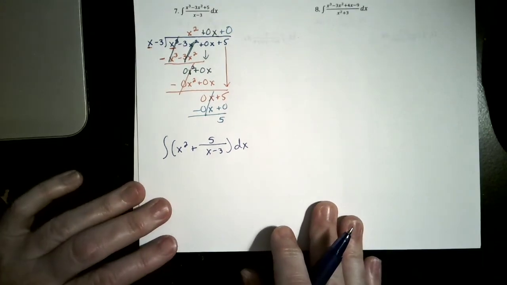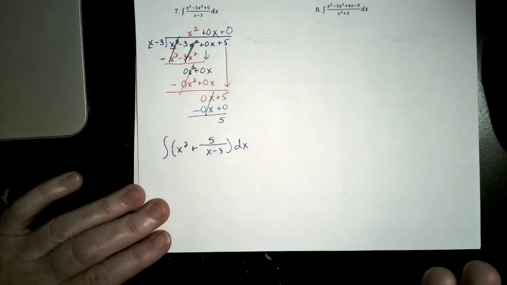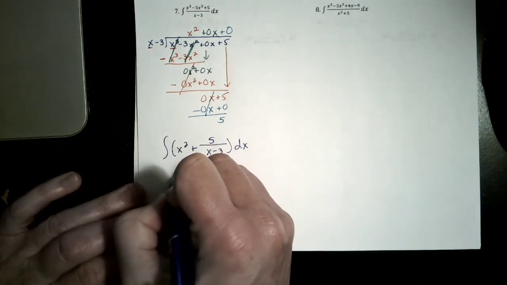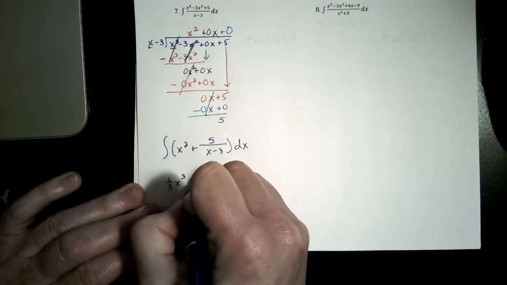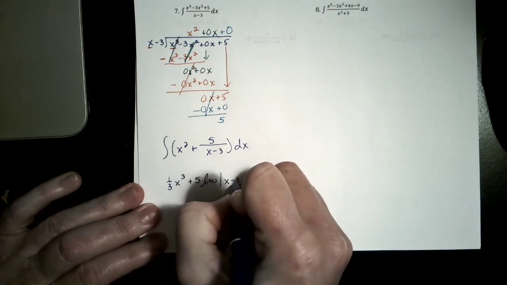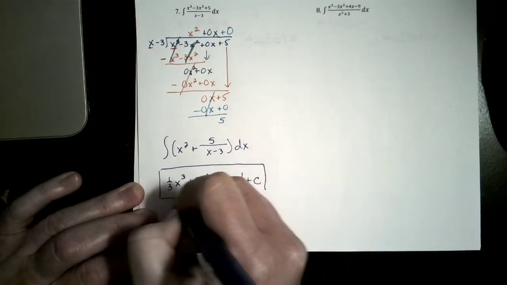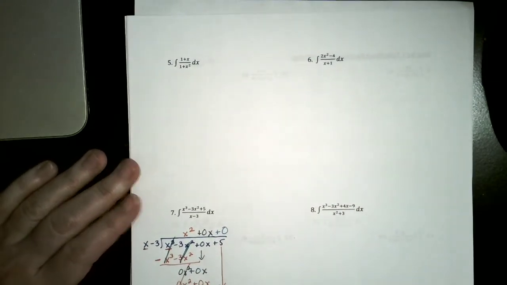So, if I'm doing this on the AP exam, I've done enough of these problems, I recognize a pattern, I'm not even going to bother splitting it up. I can say the antiderivative of x squared is 1/3 x cubed. I know that 5 can be pulled out, so this is plus 5 times the natural log of the absolute value of x minus 3 plus c. And that's it.